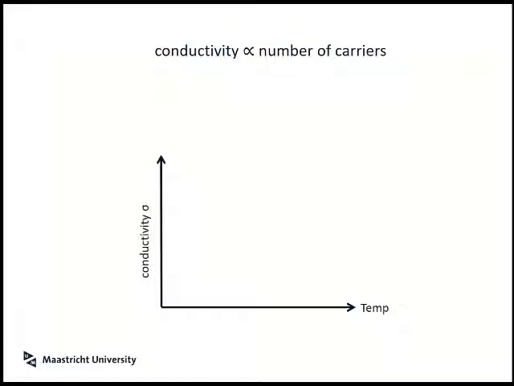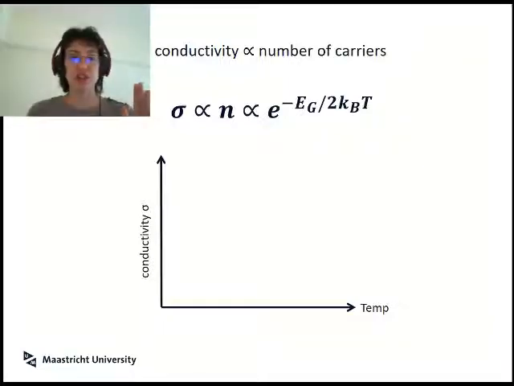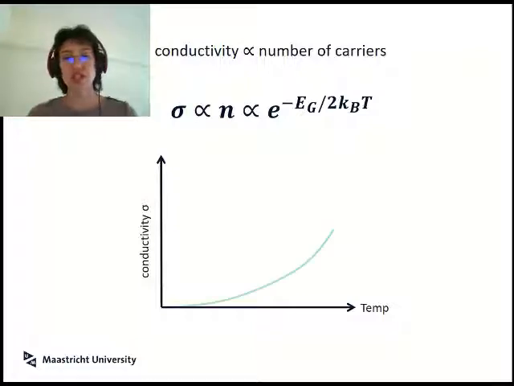Now, conductivity gives you an idea of how conductive the material is. So that is directly proportional to the number of charge carriers that you have. So conductivity, and the symbol is sigma, is proportional to n, which is also proportional to this exponential term. So if you were to plot this on a graph of conductivity versus temperature, you see that as the temperature increases, you get more and more charge carriers, you get more and more electron hole pairs, which are involved in the conduction process. So that has an exponential shape.